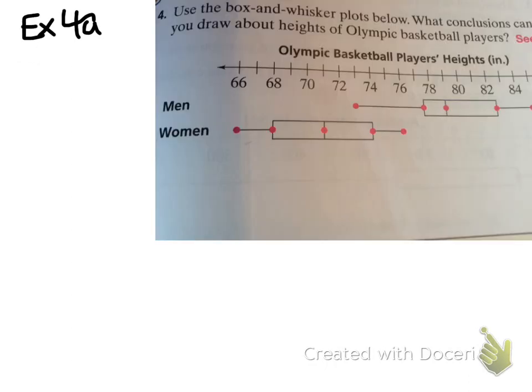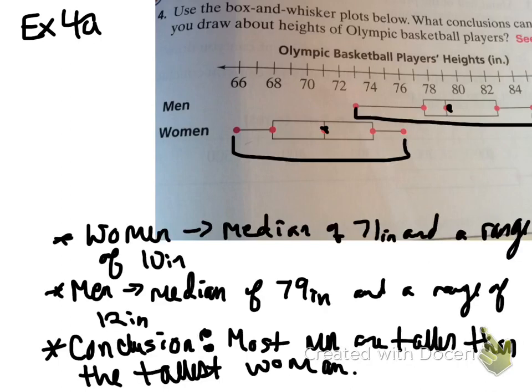All right, now I'm going to have you practice this on your own. This diagram here shows a box and whisker plot of Olympic basketball players' height in inches. So looking at this, comparing the men and women, what can you conclude about the heights of Olympic basketball players? Hit pause on the video. Once you've written down your conclusion, you can hit play.